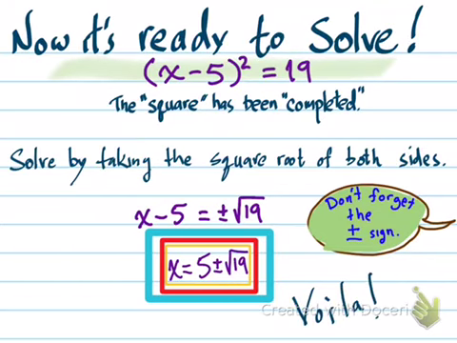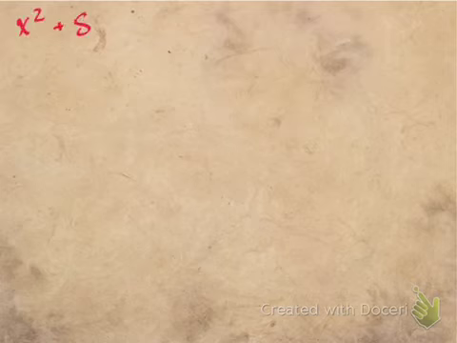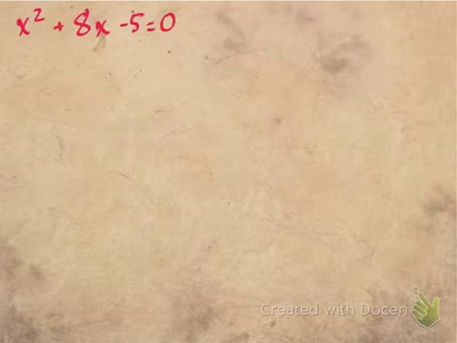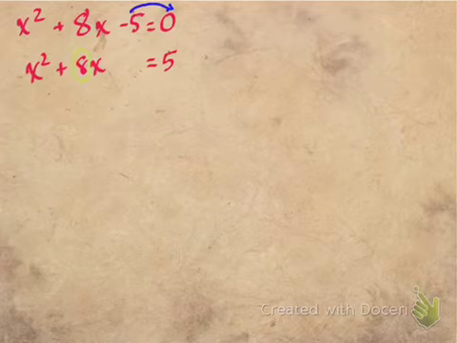Oh yeah, French. Voila. There we go. All right, let's try another one. x squared plus 8x minus 5 equals 0. We're going to move the constant over to the other side of the equation, and then we're going to look at b. All right, so there's the first step.